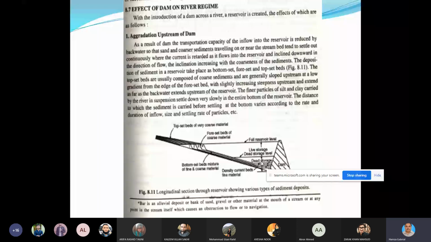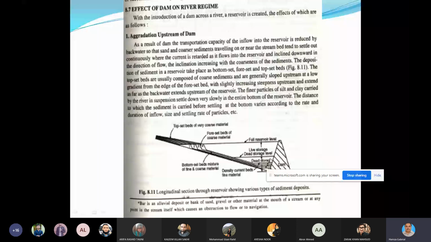So in the reservoir, up to the crest level, this is the full reservoir level, and above that is the surcharge level or surcharge storage, and this is the live storage. Above the outlet and below the full reservoir level is the live storage, and below that is the dead storage, because below the outlet, you cannot make use of this water stored in the dead storage.